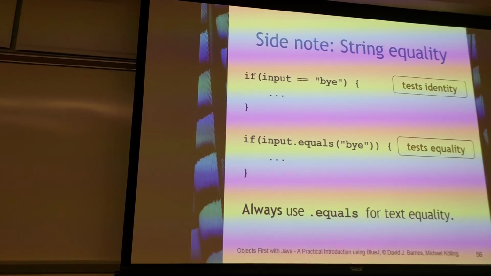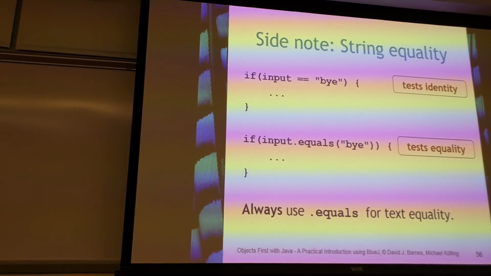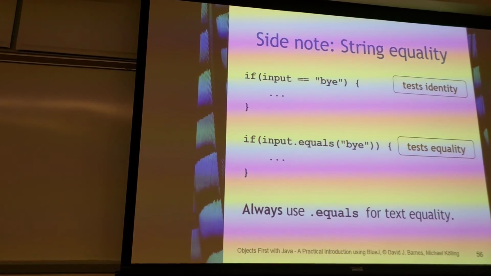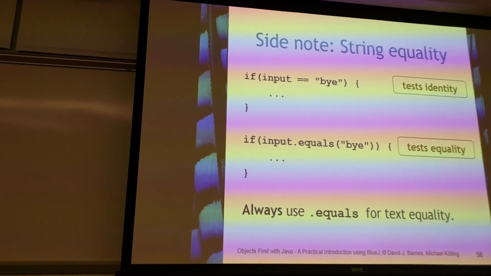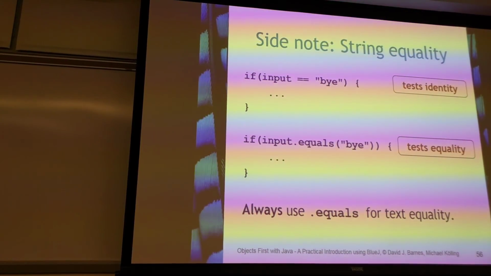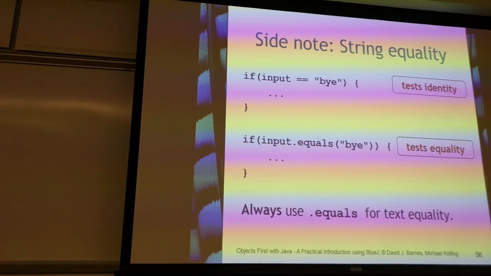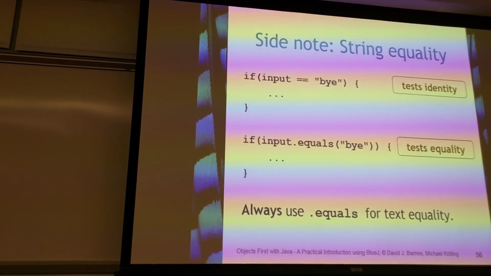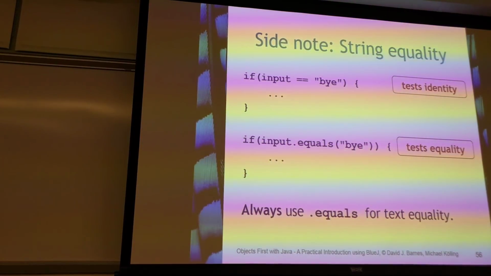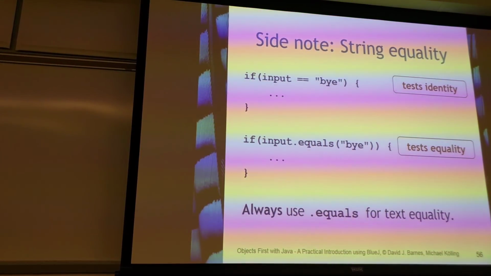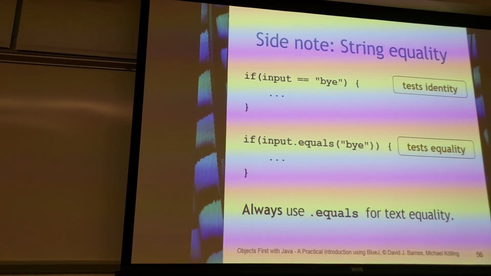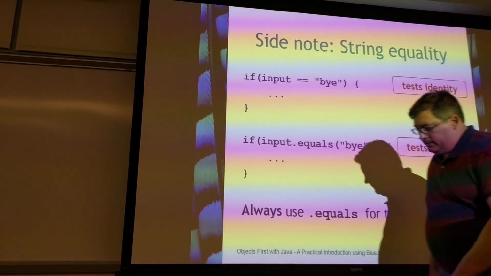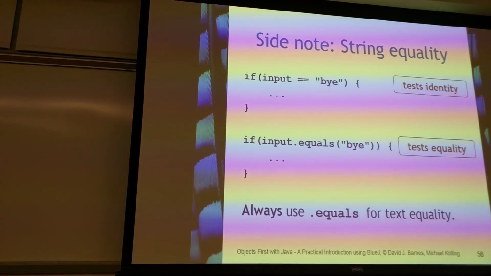The first example tests identity. What this says is input is a reference to some object in memory, and bye is a reference to some object in memory, and they both reference the same thing. The second one, input.equals, says is the string represented by input equal to the string bye, and it just does a character by character comparison to make sure that they're equal. You always want to use dot equals for text equality. So I've got an example that I want to show you how to work through this.